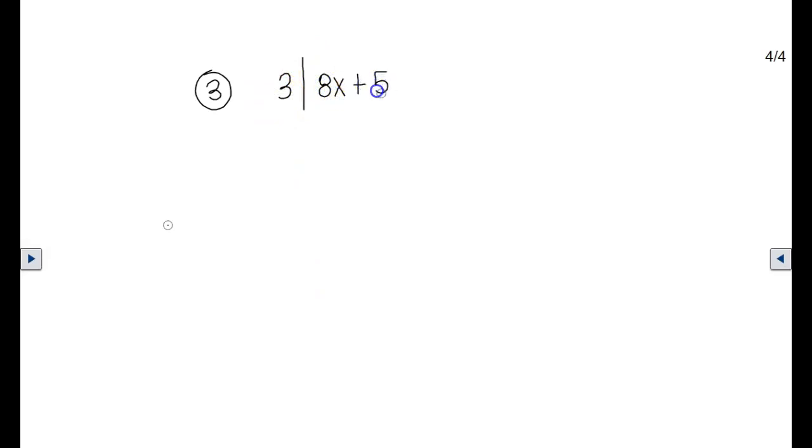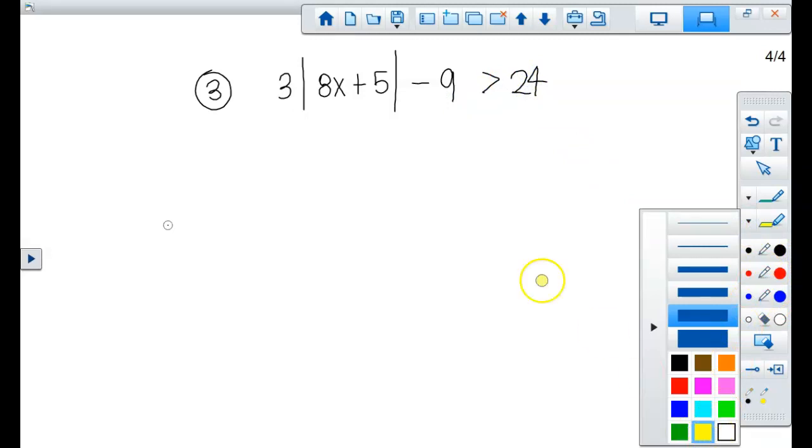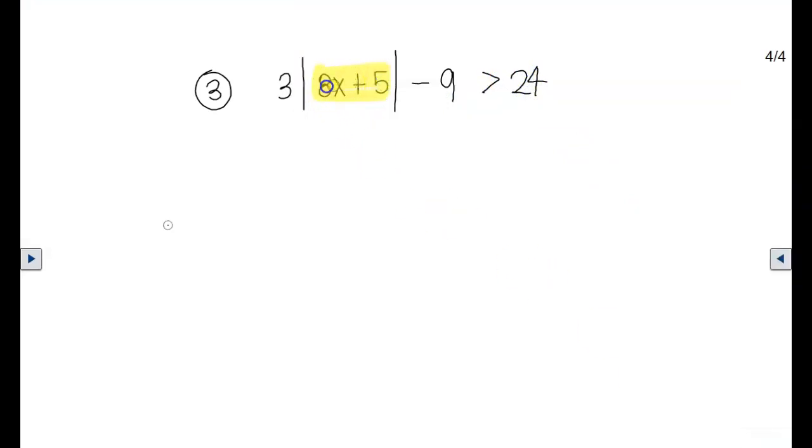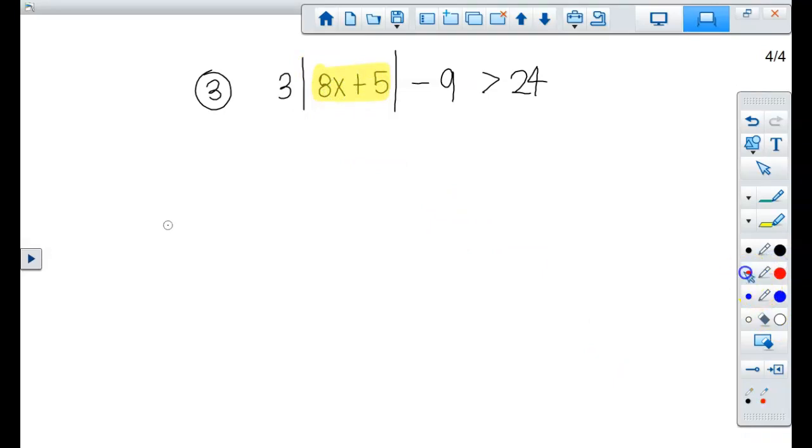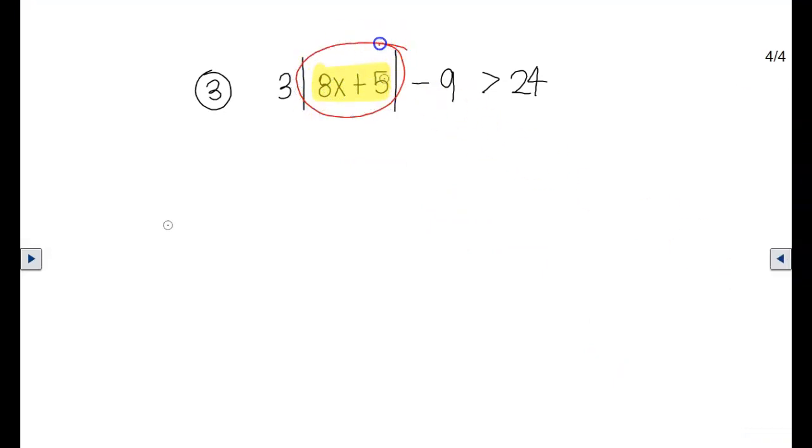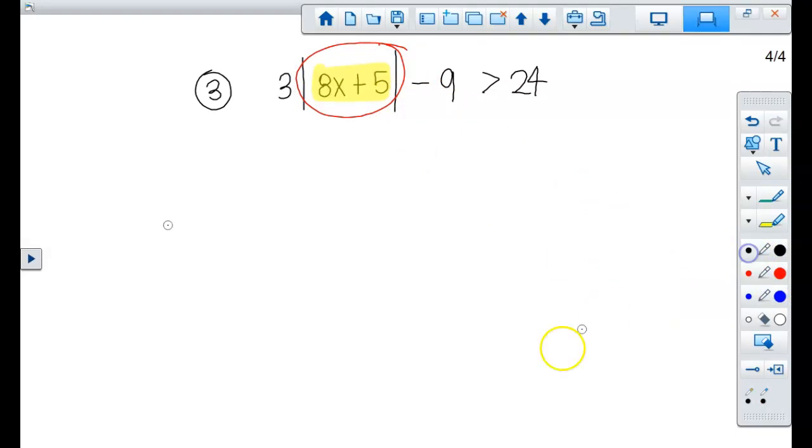Next up, 3 times the absolute value of 8x plus 5 minus 9 is greater than 24. We are taking the absolute value of 8x plus 5. So this is my distance right here. I want you to notice there's stuff outside of that absolute value bar. It's being multiplied by 3, and 9 is being subtracted. So I'm going to have to cancel those things out. I'm going to have to isolate this absolute value before I can make my 2 cases.